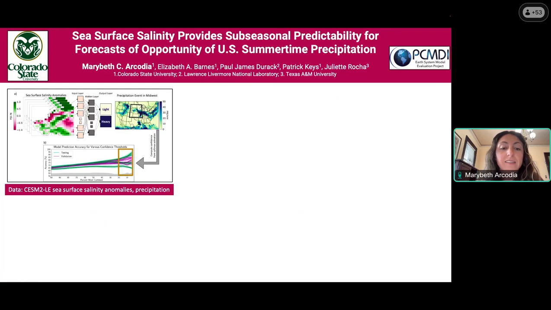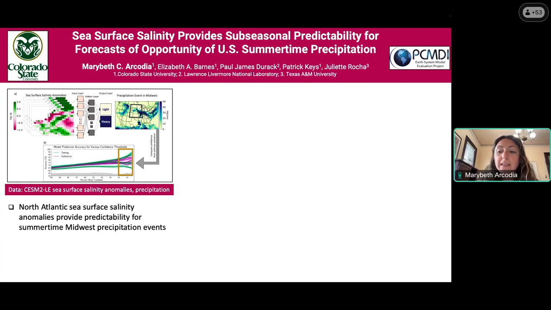With each neural network prediction, we have an associated confidence, which we rank from least to most confident on the x-axis. And then when we plot accuracy as a function of confidence, we see that as confidence increases, accuracy also increases, highlighting predictable states of the climate system from which the predictions were made, deemed forecasts of opportunity, outlined here in the gold box. We see that the North Atlantic sea surface salinity anomalies do in fact provide predictability for summertime Midwest precipitation events.